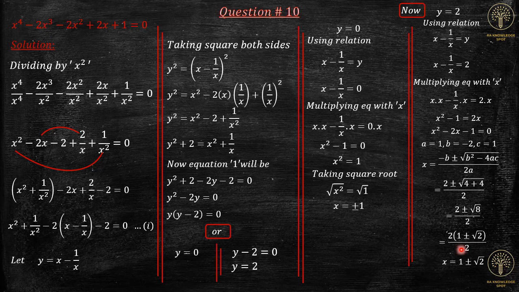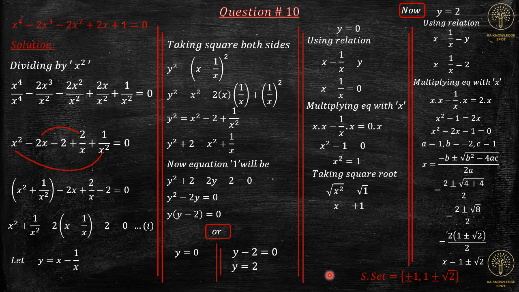Now 2 is cancelled with this 2. Dear students, don't cancel at that step, it will be wrong. First you have to write 2 under root 2, then you have to take common, and then you will cancel this one, and this is your another solution. Now your solution set is plus minus 1, and this is another solution. So this is the answer of the question.